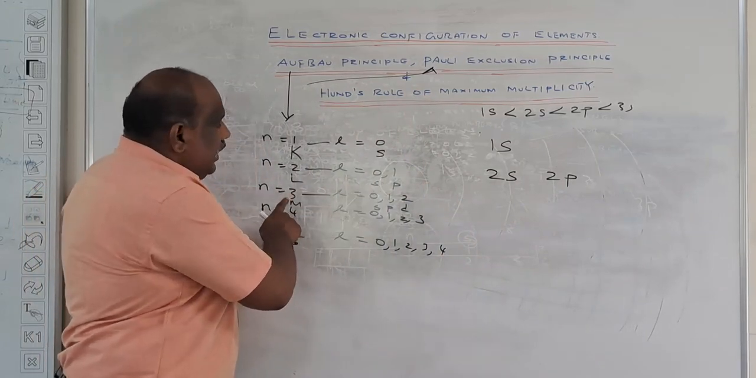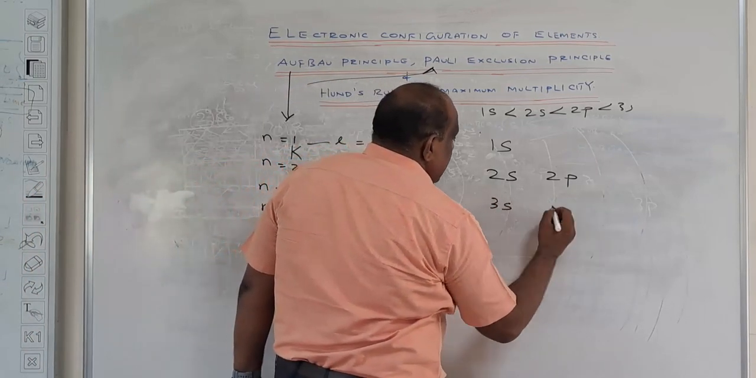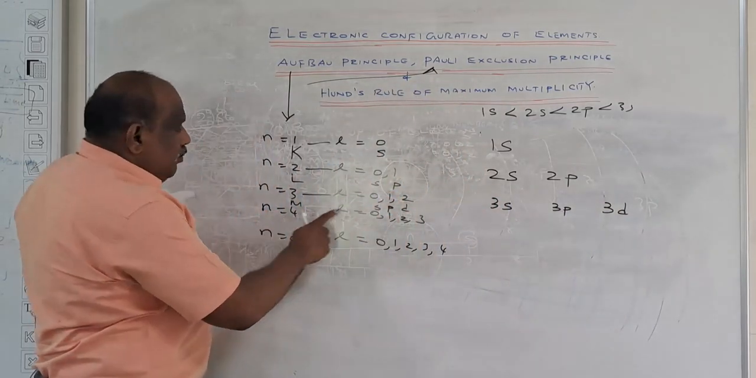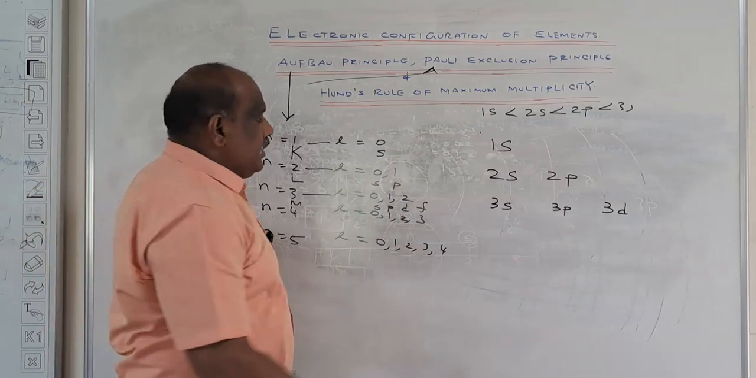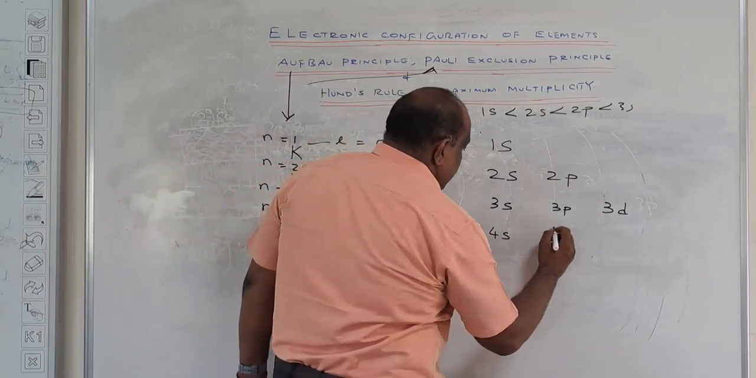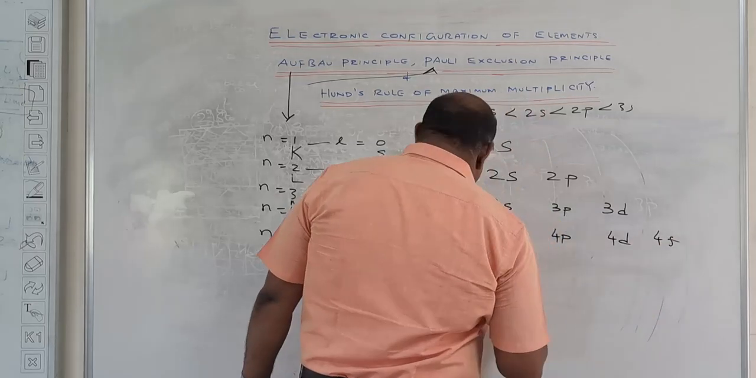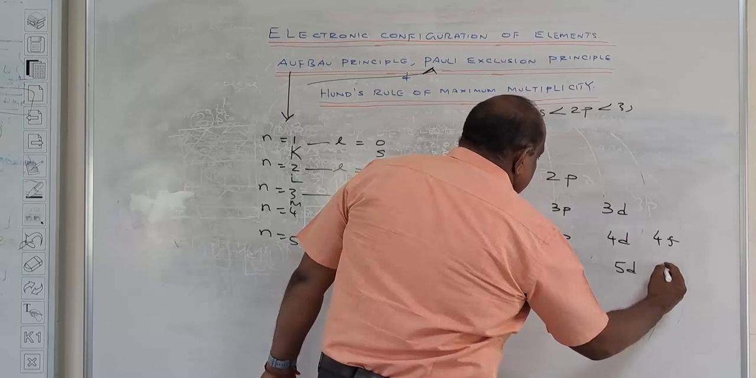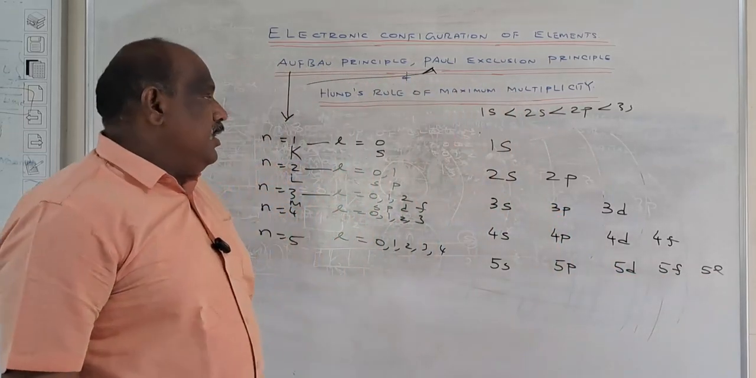When I come to 3, it is 3s, 3p, 3d. When I come to 4, it is 4s, 4p, 4d, 4f. Coming to 5, it will become 5s, 5p, 5d, 5f, and if you want, you can add 5g also.